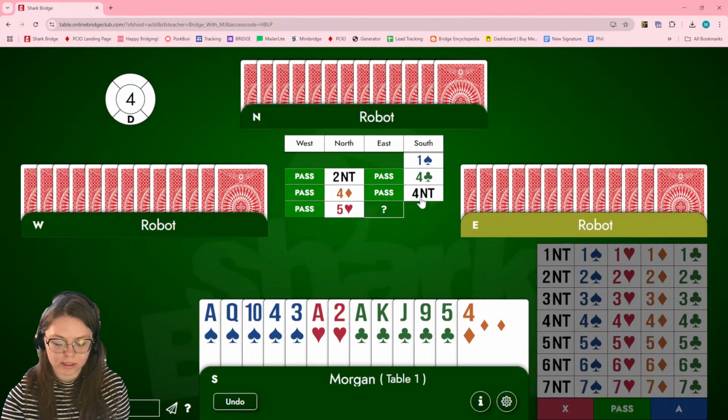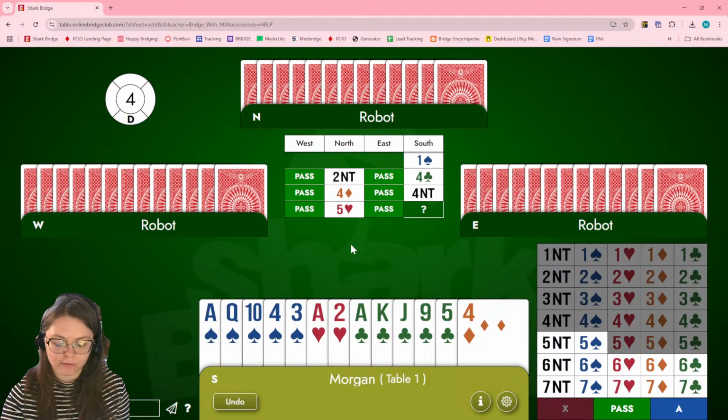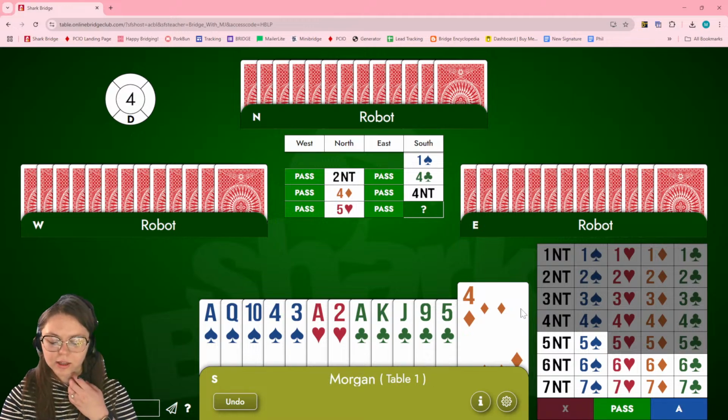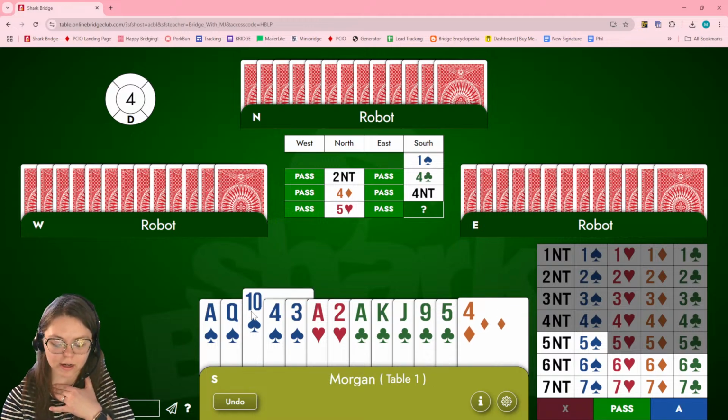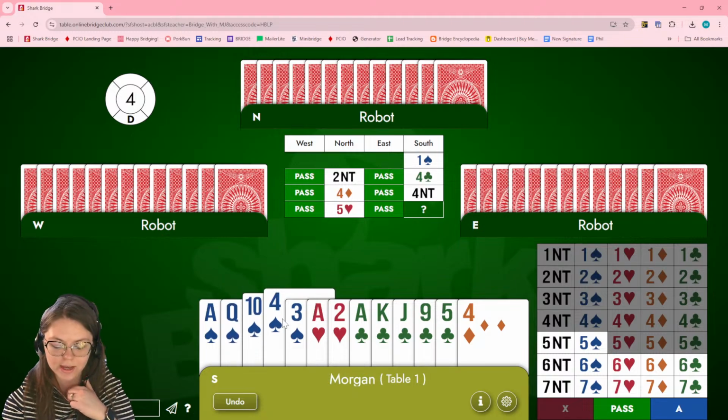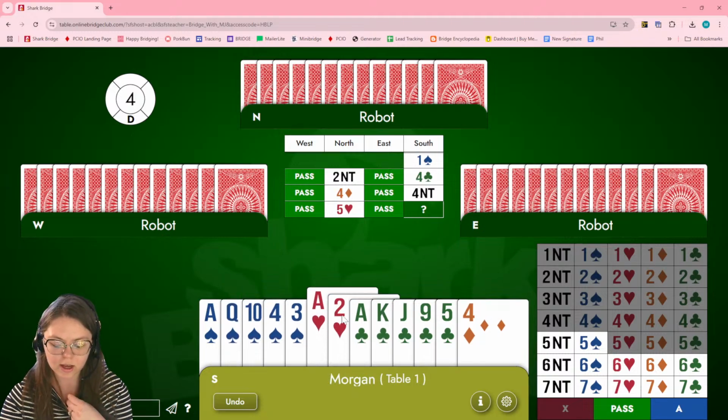So let's do key card. Partner's going to bid 5 hearts, showing 2 key cards without the queen. They have that one and that one. They have the king and the ace of diamonds. So that is perfect. We have a 9-card spade fit. Living our best lives. We also wanted to find out if maybe they have the king of hearts.